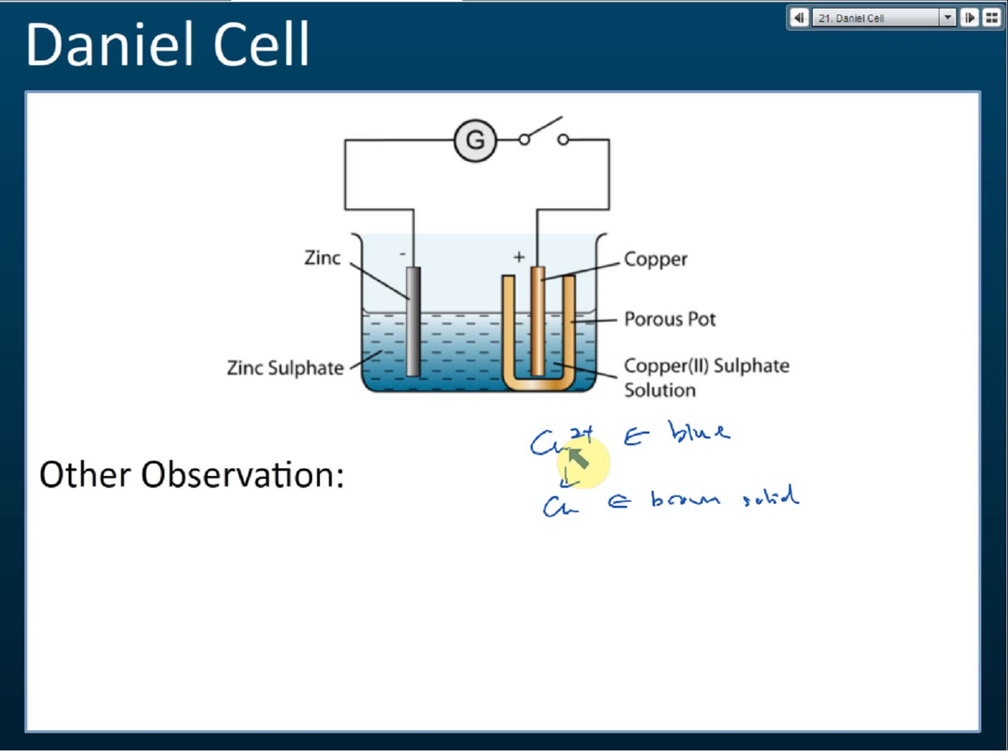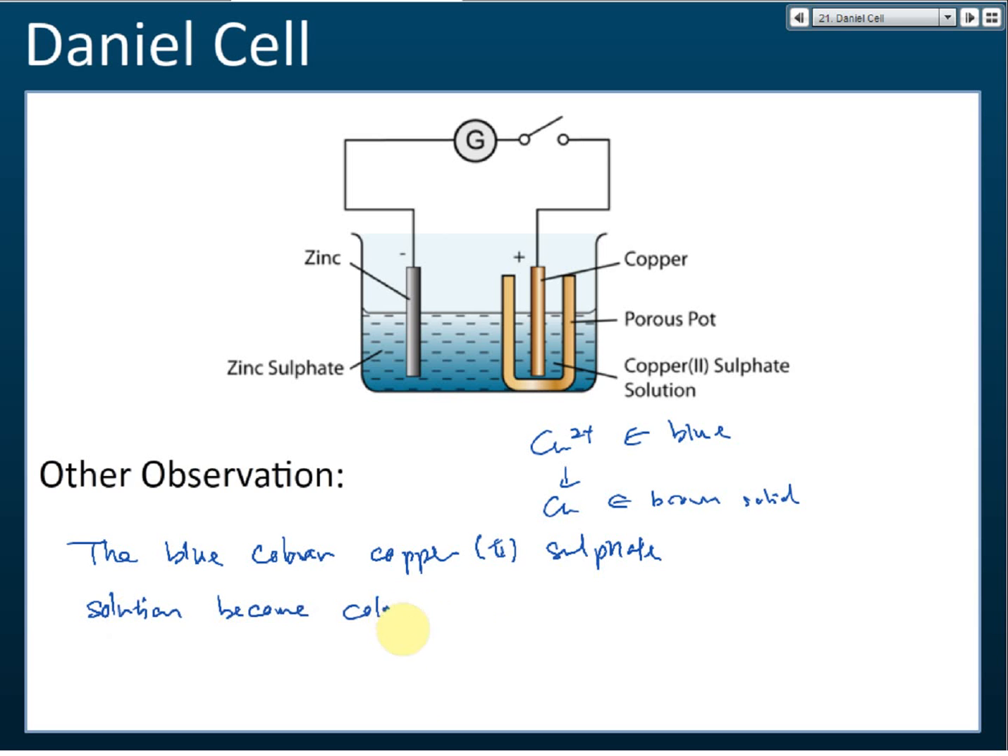Now, after the copper ions become copper atoms, the solution here loses copper ions, and therefore the blue color of the solution will become colorless after the reaction because it loses copper ions. That is the other observation that you need to know. The blue copper(II) sulfate solution becomes colorless.